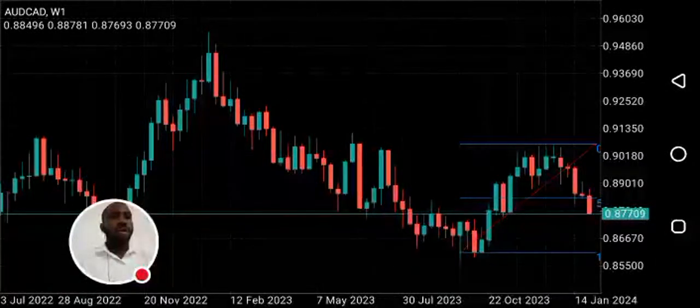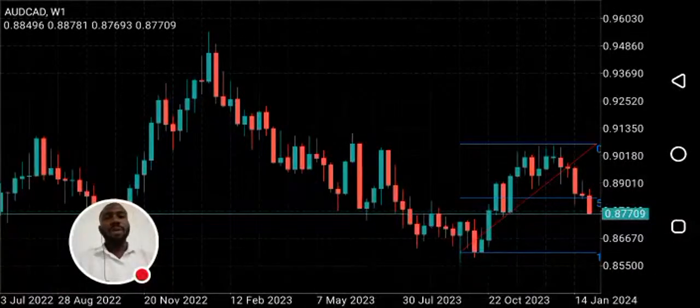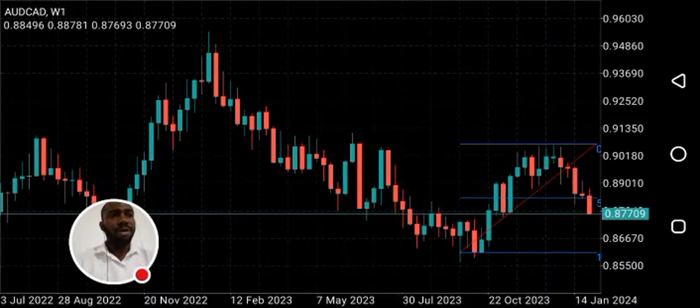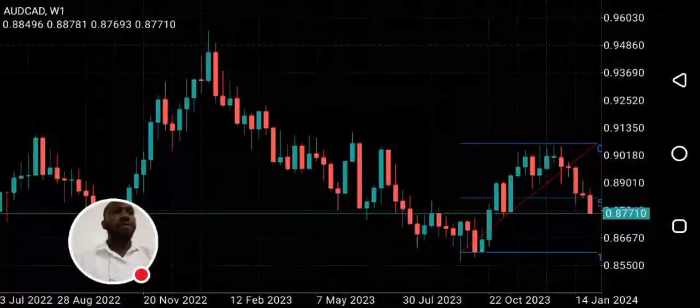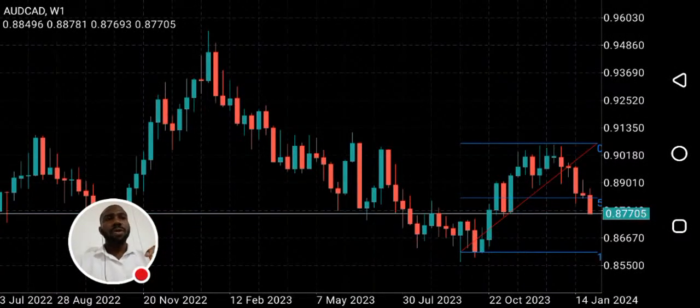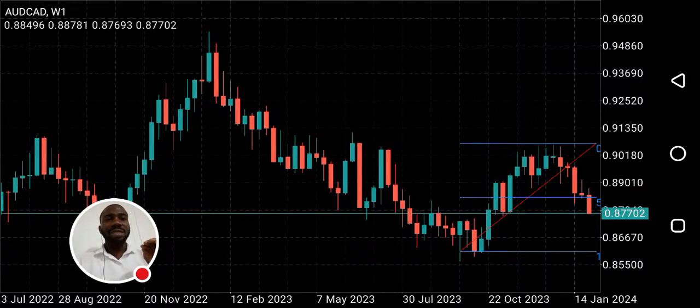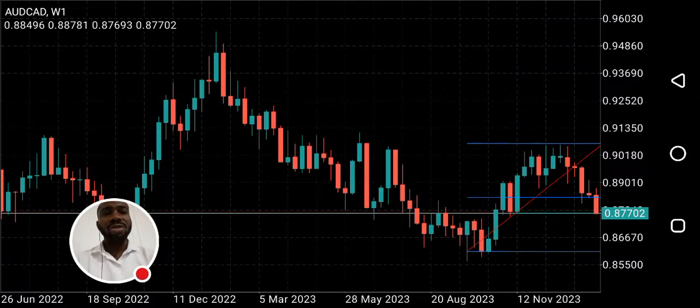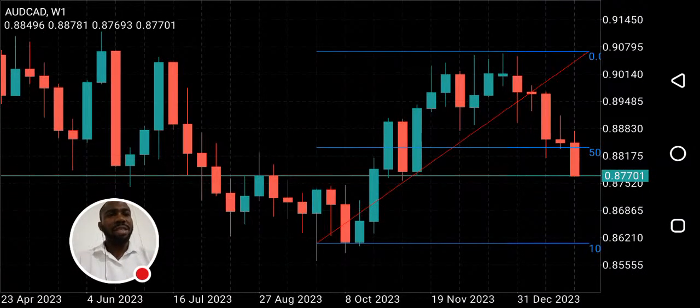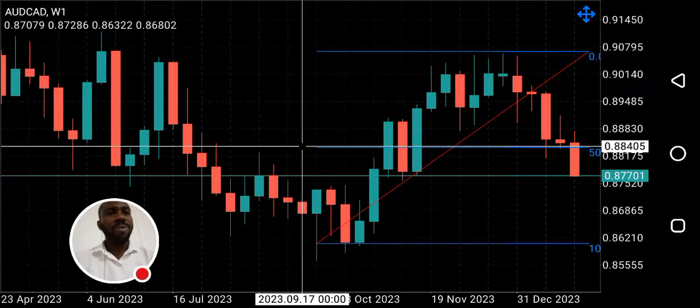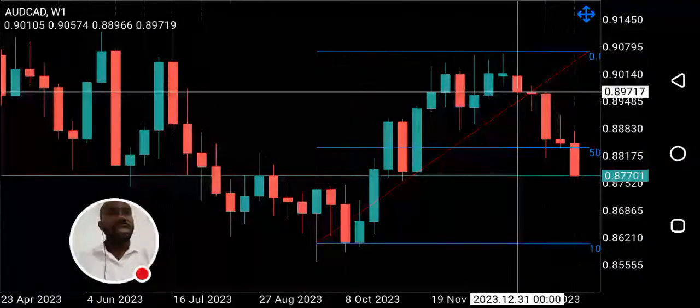So if you want to buy, you should wait for a bullish reversal pattern to form on Australian card before you buy, because price is currently at discount. Okay, so at the moment it is bearish, but I will not advise you start selling. Reason being that this is where Australian card started selling.